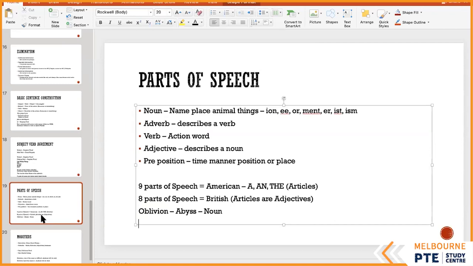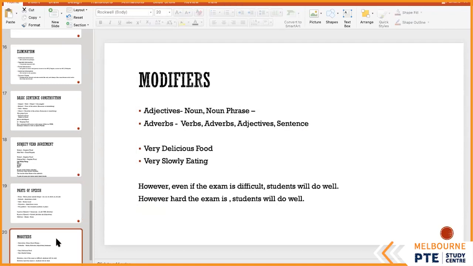Okay. Now, we are going to go into something called modifiers. And this is the last part of your grammar today. You understand this, everything will become easier, all right? So in grammar, there are two types of modifiers. One is adjective, one is an adverb. That means whenever they are in your sentence, they are modifying your sentence, okay? Adjectives can modify noun and noun phrases.